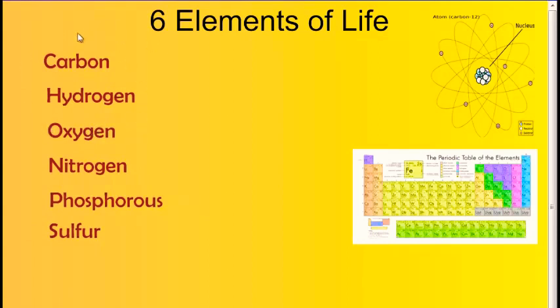We're going to spend most of our time thinking about carbon, hydrogen, and oxygen, but I have a way of remembering them where I put them in this order, and I say all living things are made of CHNOPS. CHNOPS. Those are the 6 elements of life.